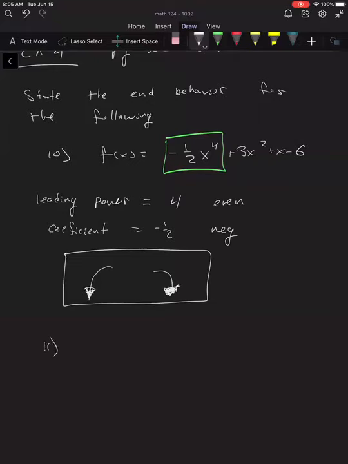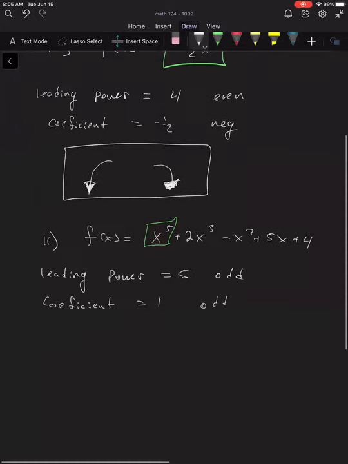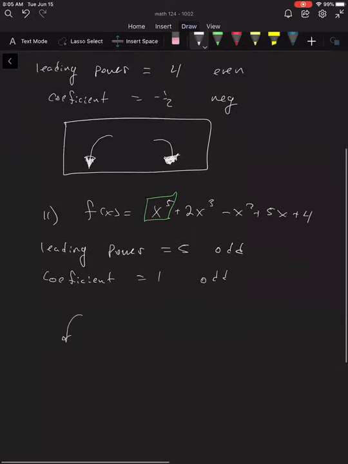So for number 11, we have f of x is equal to x to the 5 plus 2x cubed minus x squared plus 5x plus 4. So here our leading term, the term with the biggest power, is this x to the 5. So our leading power is equal to 5, which is odd. And the coefficient is equal to 1, which is also odd. So whenever you have an odd power and an odd coefficient, we're going to go down on the left, and then we're going to go up on the right.